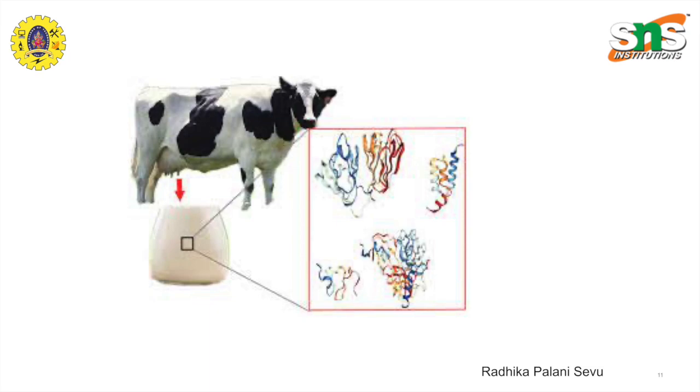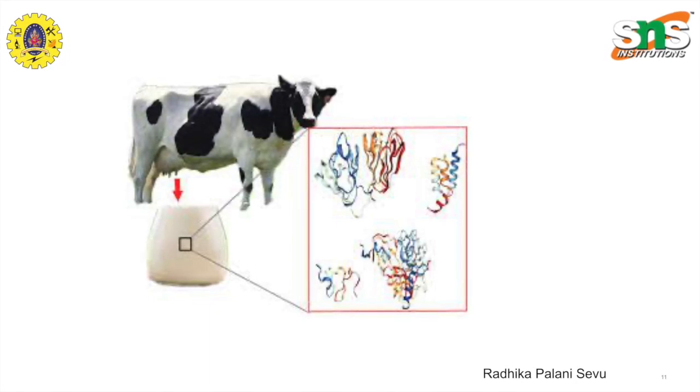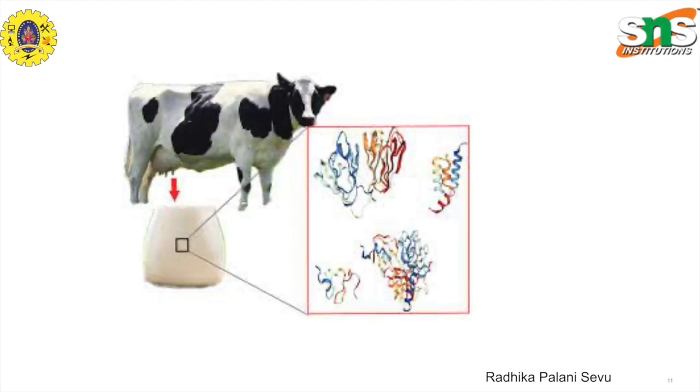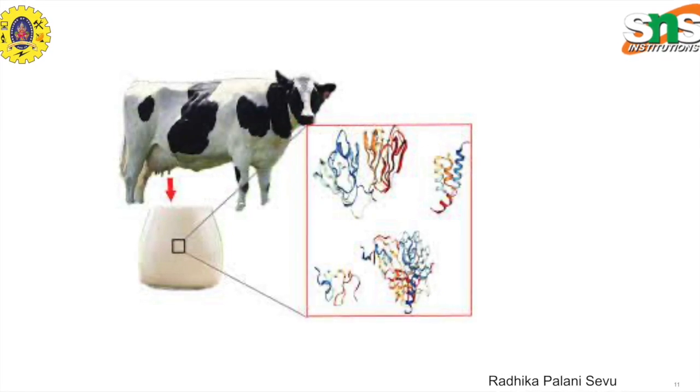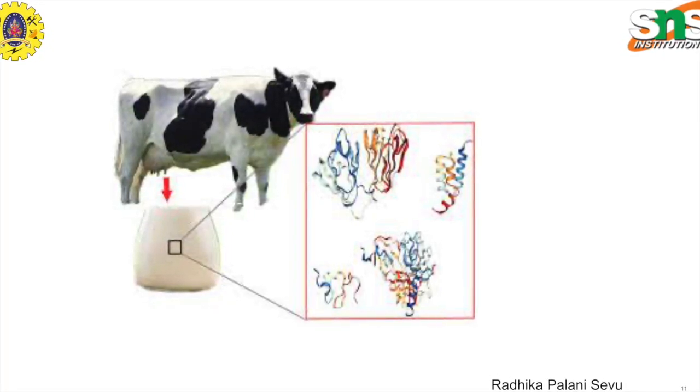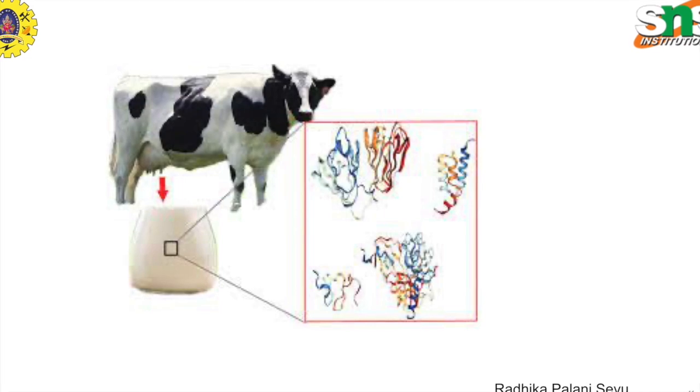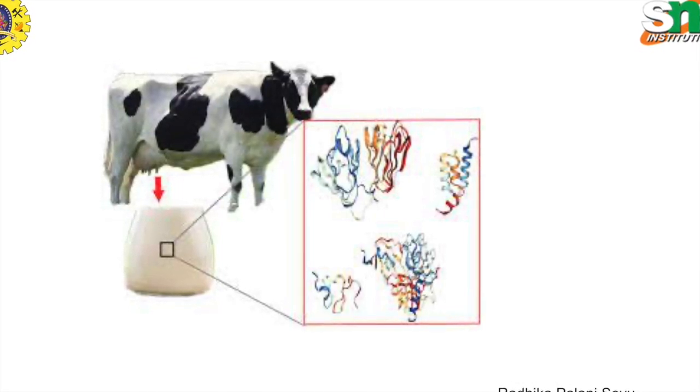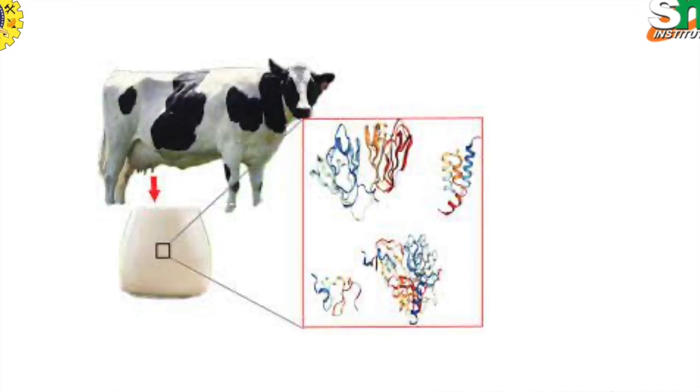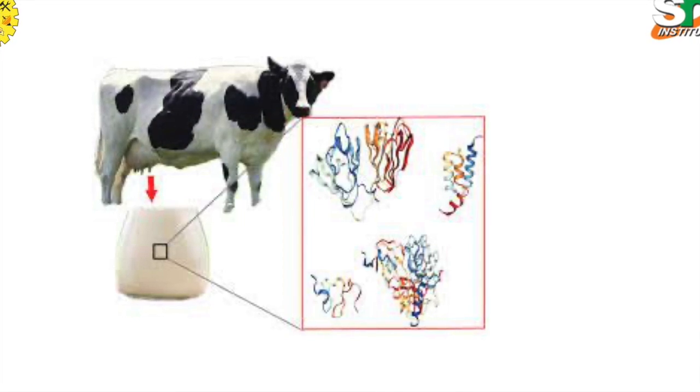The first transgenic cow, Rosie, produced milk containing human protein. This milk contains the human gene, and the milk could be given to babies as an alternative to natural cow milk.